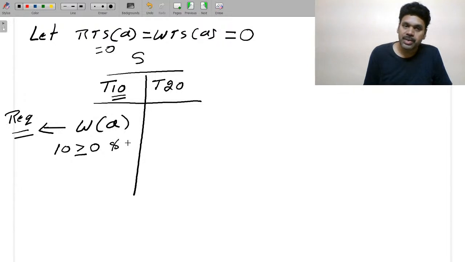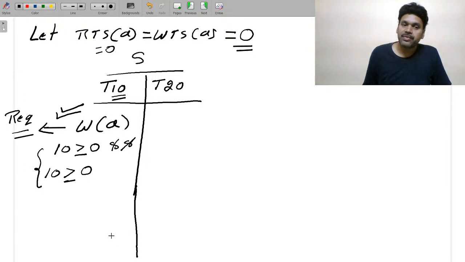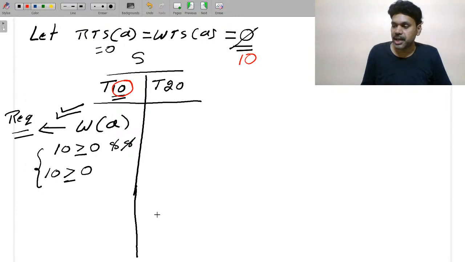Yes, it is true. And then one more condition: 10 is greater than or equal to the write timestamp value, that is 0. Once it is 0, we can confirm that this request is allowed. Therefore, T10 can perform the write action. After performing the write action, your corresponding timestamp value will be updated with the latest transaction number. Therefore, your WTS of A is updated to 10 now.